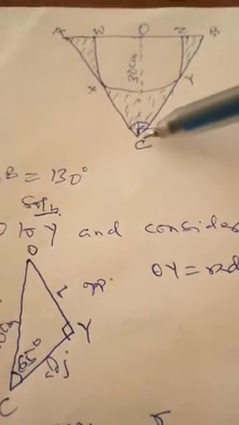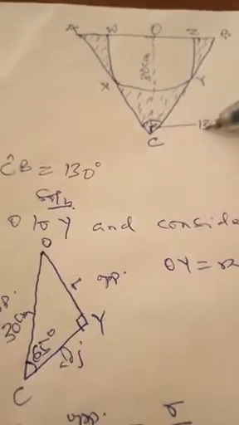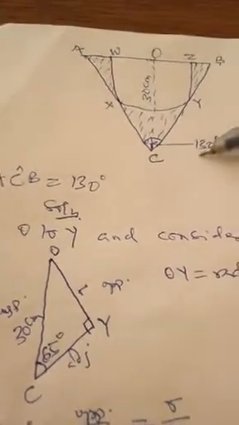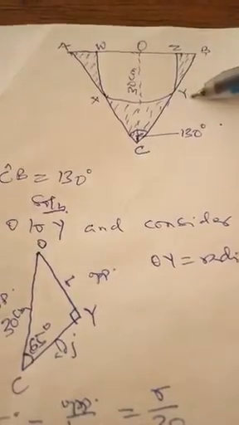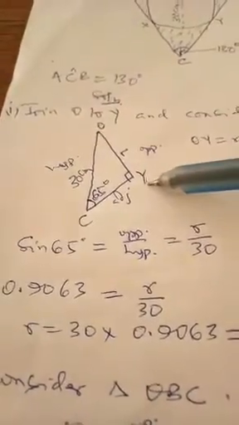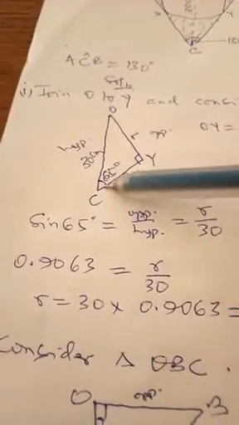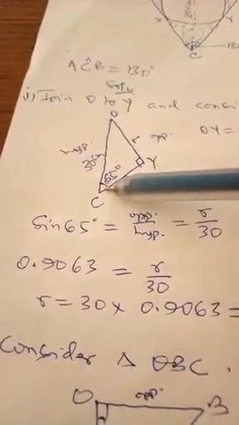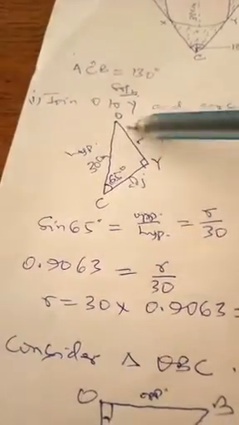130. That means this part is 65, this part is 65, when you divide 130 by 2. Then join O to Y, and you will have this triangle you have here. Your OY is the radius. Then this angle here, as I said earlier, will be 65, half of 130. This length is already given as 30 from the question, OC.